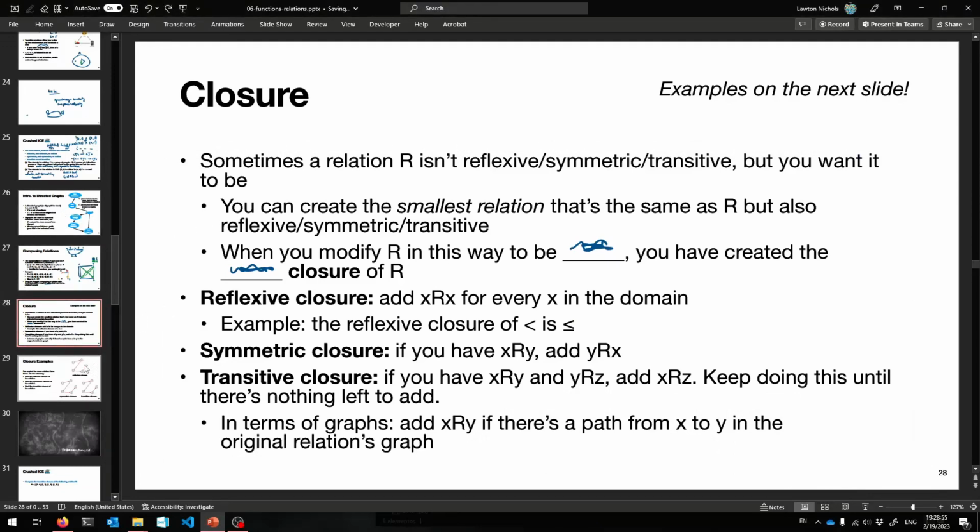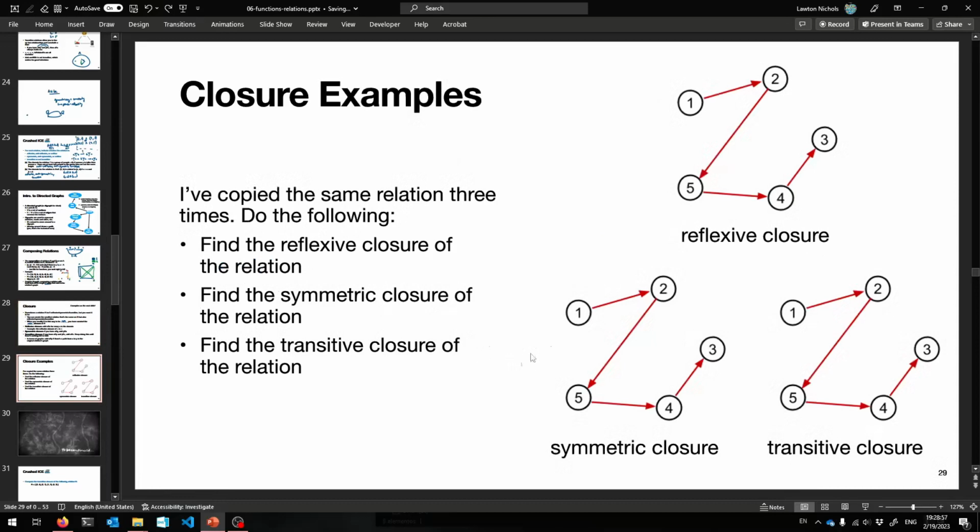Okay, so that's closure, and let me give you some examples of closure, and that'll be the last thing that we do today. So here is the same relation 3 times. I think I stole it from the book or from the internet somewhere. I would like you to first find the reflexive closure of the relation, then the symmetric, then the transitive closure. I think it would help if you tried it, but I'll do it for you. If you are ready, just think about it at least.